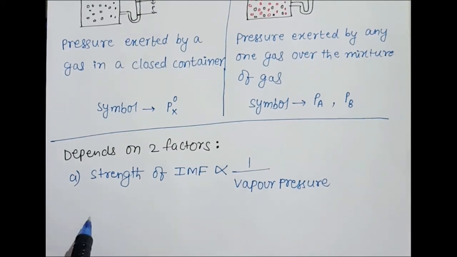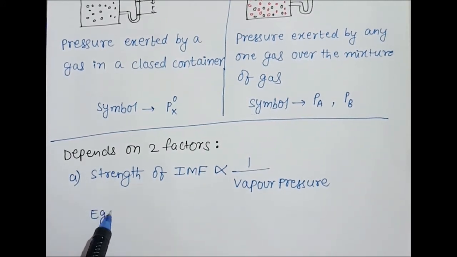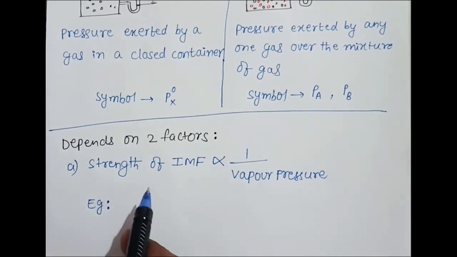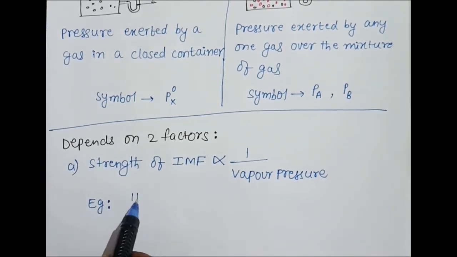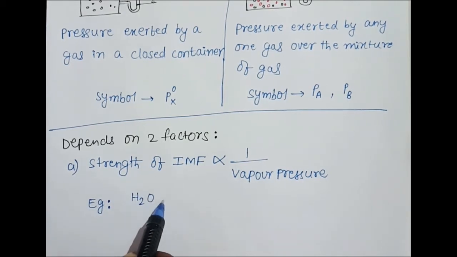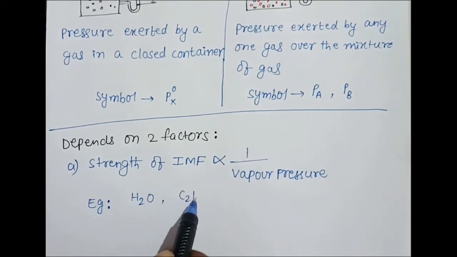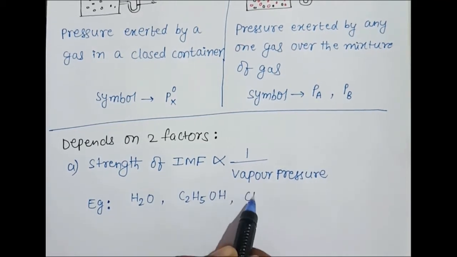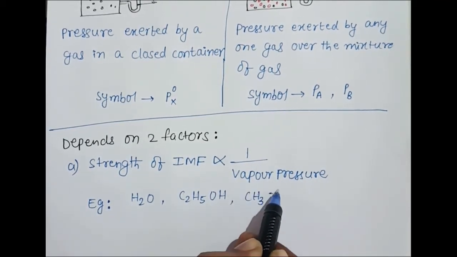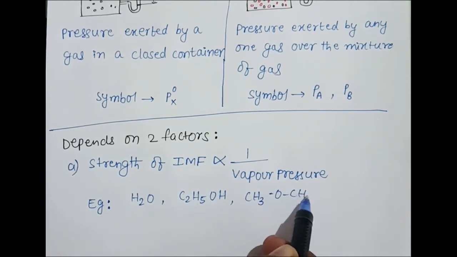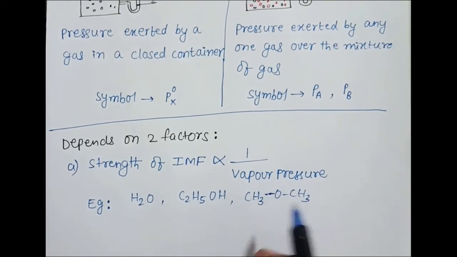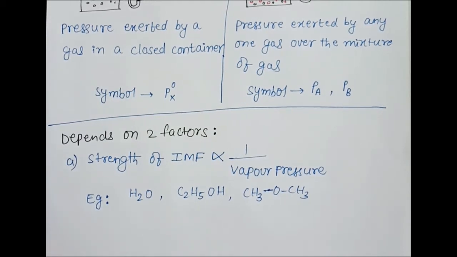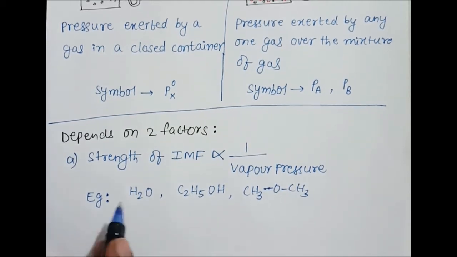Now, an example. This was a NEET question, I don't remember the year, maybe 2017 or 18. They have given H2O, ethanol, and I think ether also, diethyl or dimethyl ether. Here, what is the correct order of vapor pressure? That was the question asked. What can we see here?